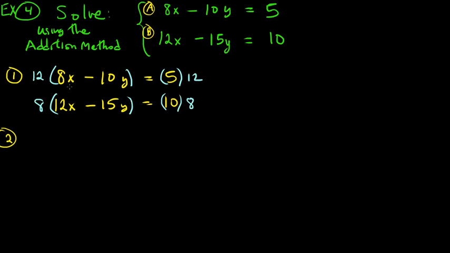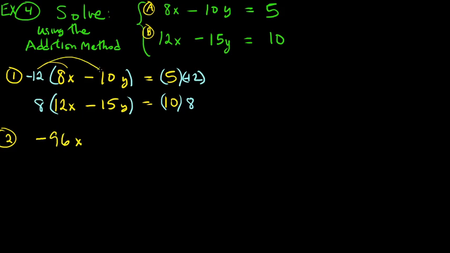Now that gets us the same number for x. But we need the opposite number, right? So one of these is going to have to be negative. Which one is up to you. I'm going to do the top one being negative, so negative 12 instead of positive 12. Okay, so when we multiply negative 12 times 8x, I had to think about that for a second. Negative 96 times x.